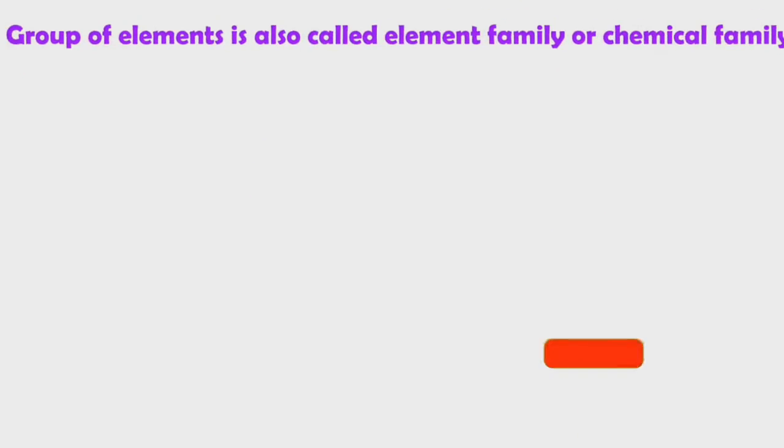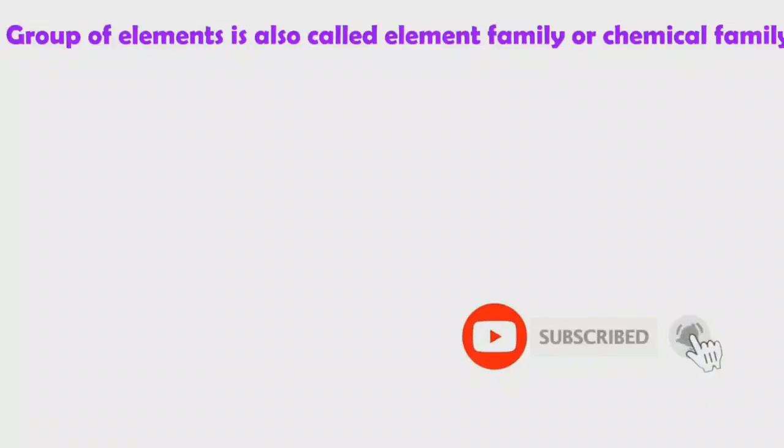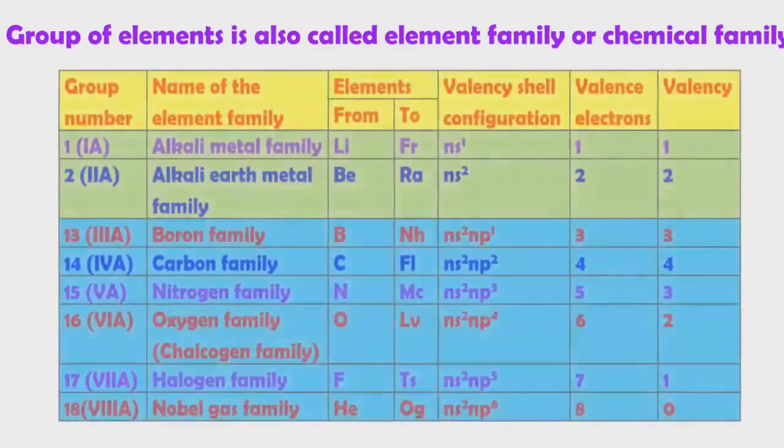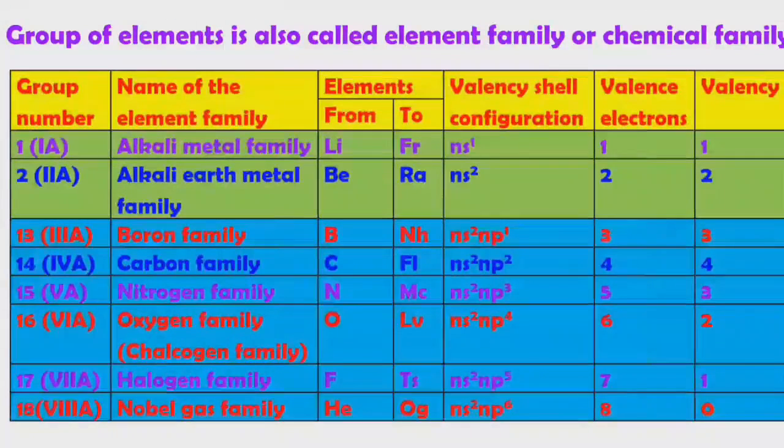Now we will make a complete table which represents all the groups. A group of elements is also called an element family or chemical family. Here we can see first A group elements are called alkali metal family. Except hydrogen, all first A group elements are called alkali metal family. They start from lithium to francium. Their valency shell electronic configuration is ns1. They have one valency electron, that's why their valency is 1. In the reaction they will lose that electron.